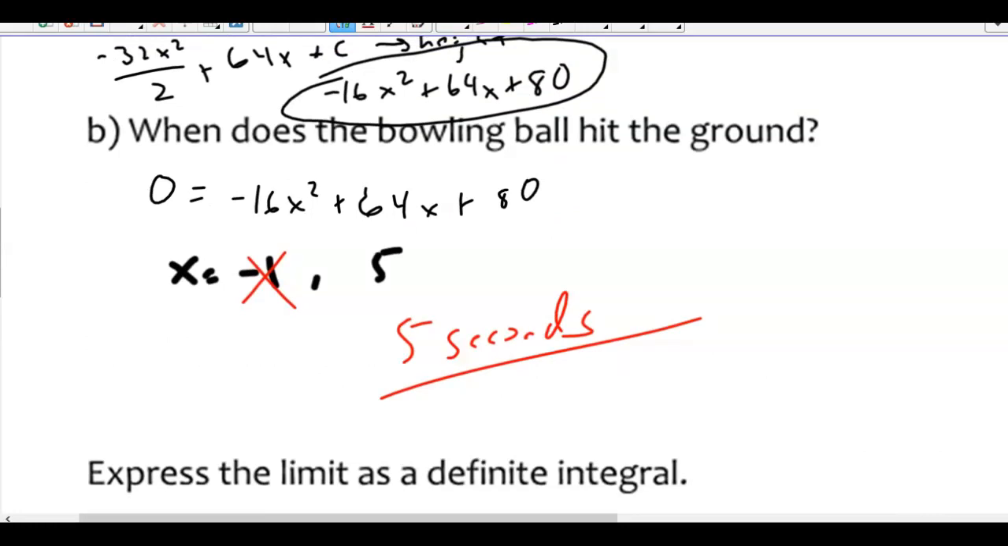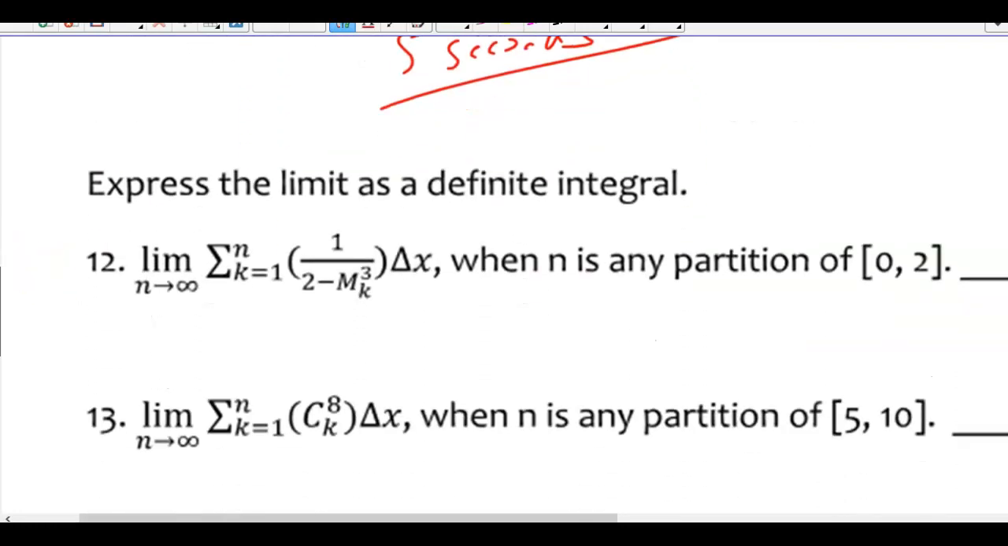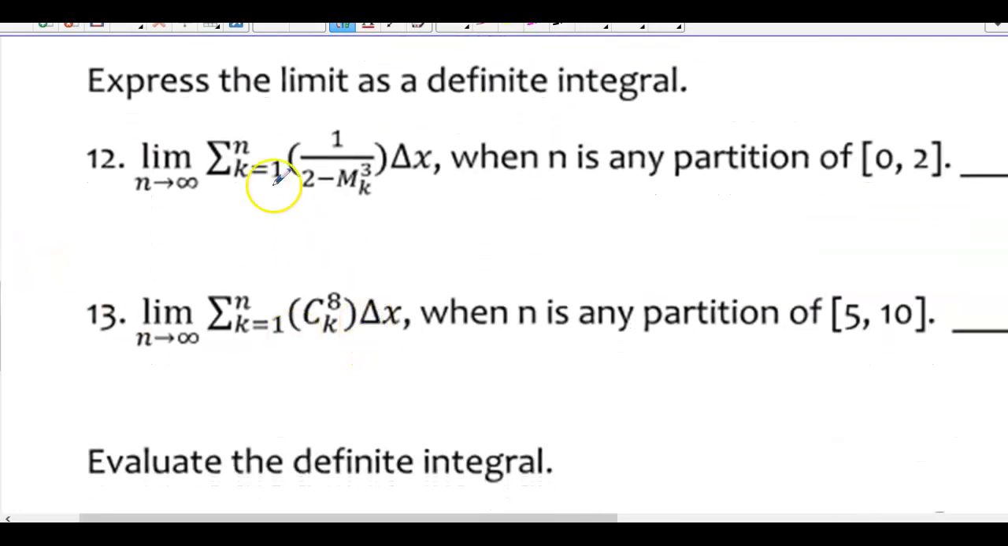Now right here it says express the limit as a definite integral. So we're just rewriting this. So rewrite this limit right here. This would be from the interval 0 to 2 of 1 over 2 minus x cubed, dx. I'm not asking you to actually solve this one yet. I haven't taught you substitution, so we're just rewriting these. Your calculator won't integrate that one for you.